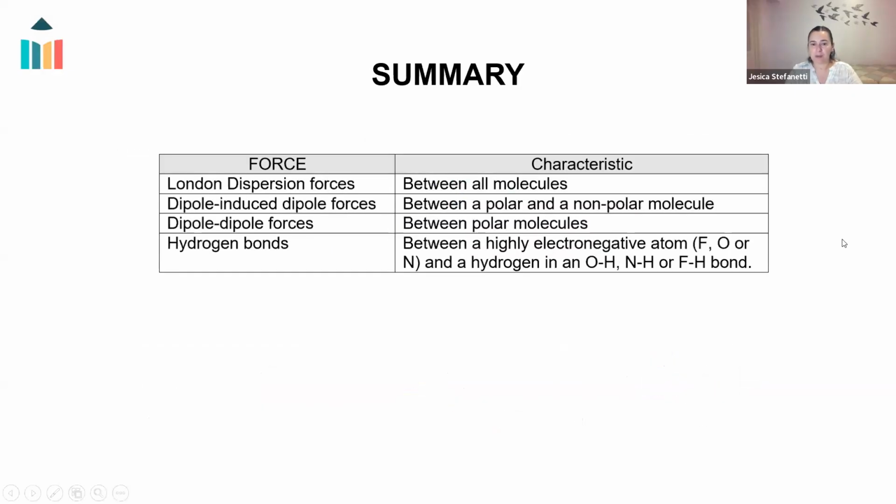As a summary, we can say that London dispersion forces will be present in all molecules. Dipole-induced dipole or dipole-dipole forces will take place depending on the type. Remember that dipole-dipole forces require polar molecules. And finally, hydrogen bonds need the presence of some specific bonds within the molecules, such as FH, OH, or NH bonds.